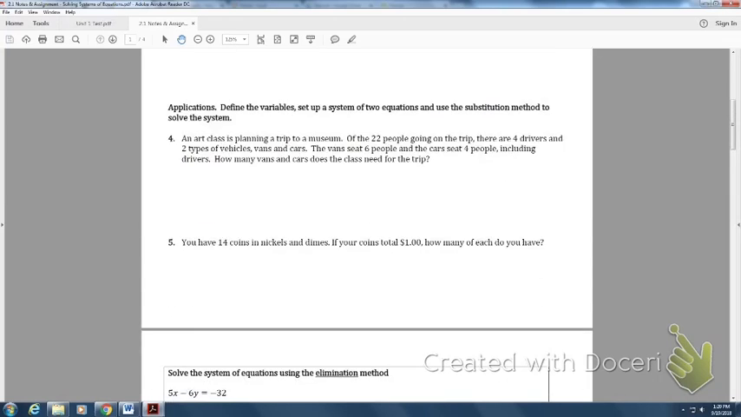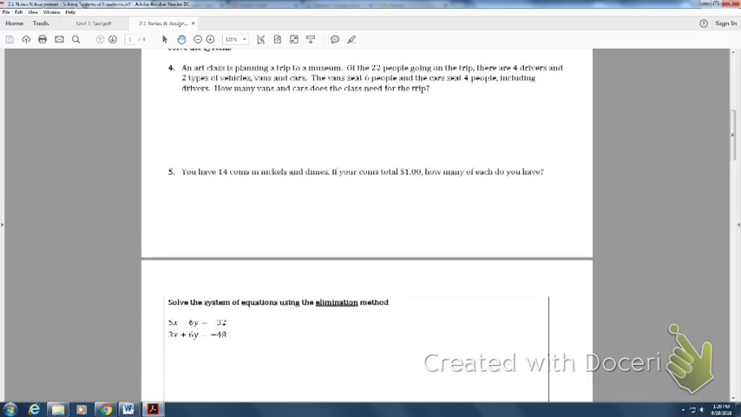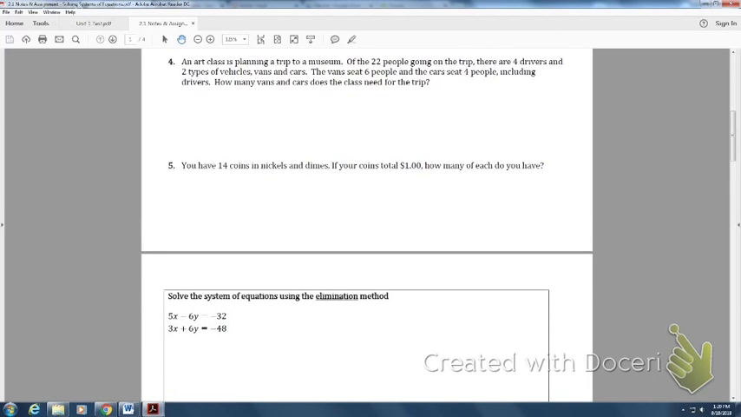Alright, let's go to number 4. It says an art class is planning a trip to a museum. Of the 22 people going on the trip, there are 4 drivers and 2 types of vehicles, vans and cars. The vans seat 6 people. The cars seat 4 people, including the drivers. How many vans and cars does the class need for the trip?